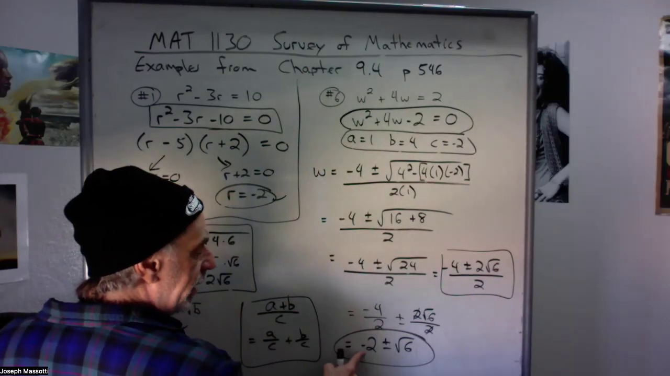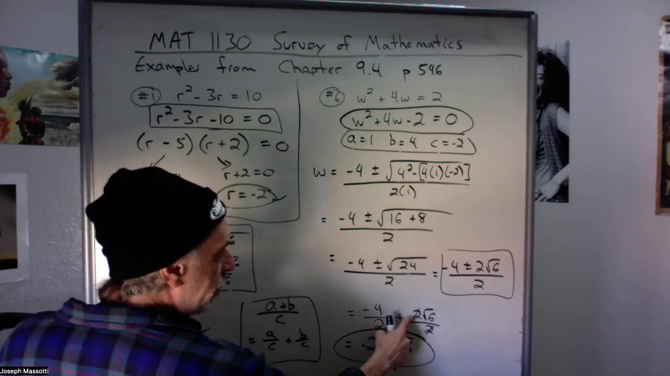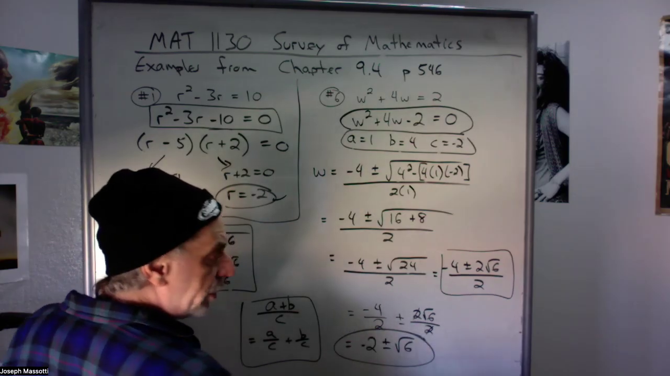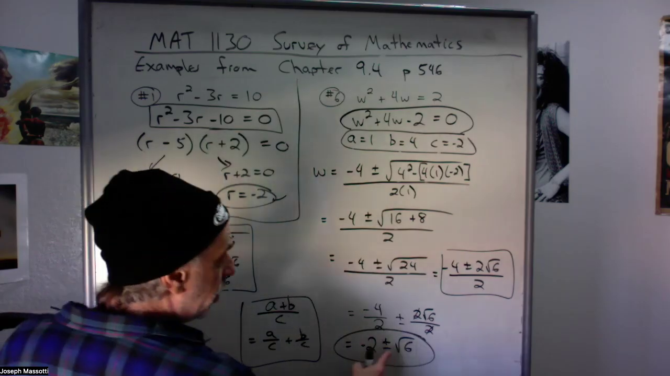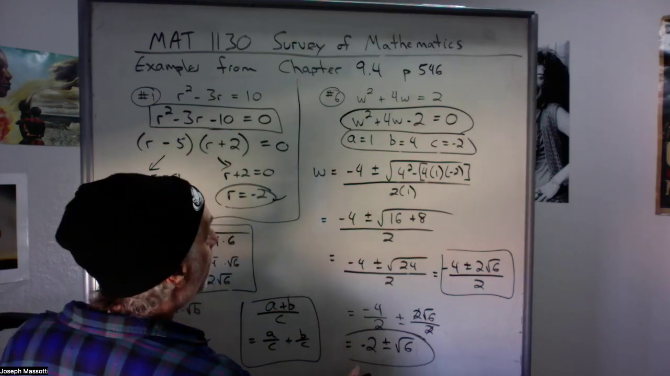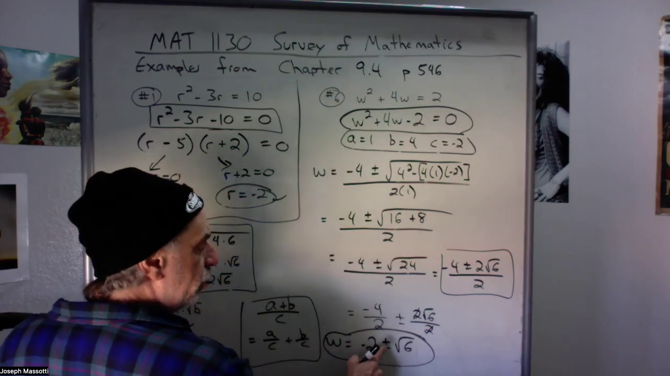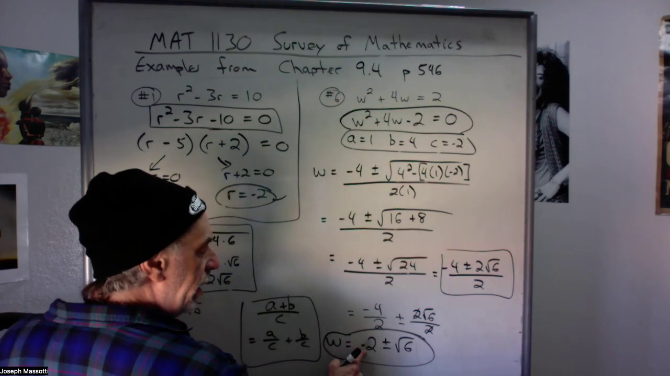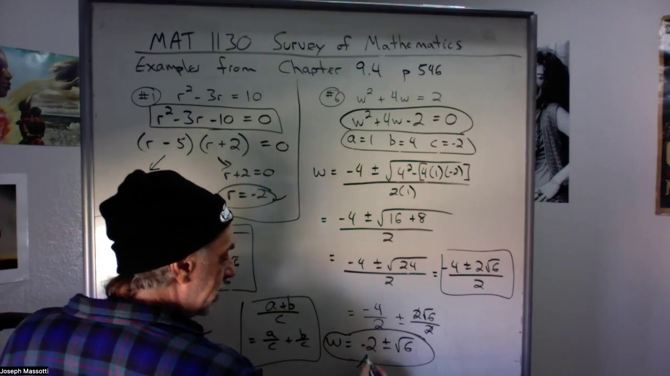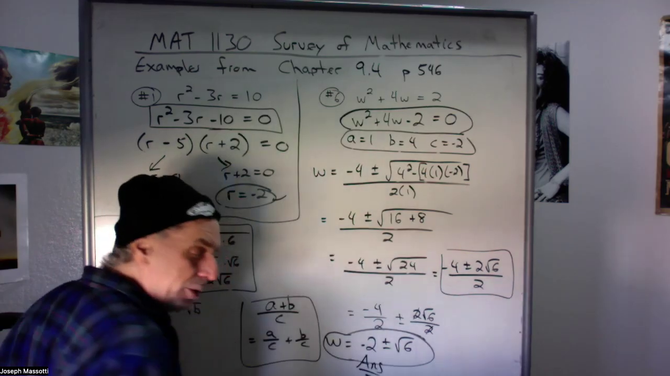-4 over 2 is -2. And here the 2 over the 2 cancel out, right? 2 over 2 is just the number 1. So I end up with my answer of, in this case, W equals -2 plus root 6, and W equals -2 minus root 6. That's going to be my answer.